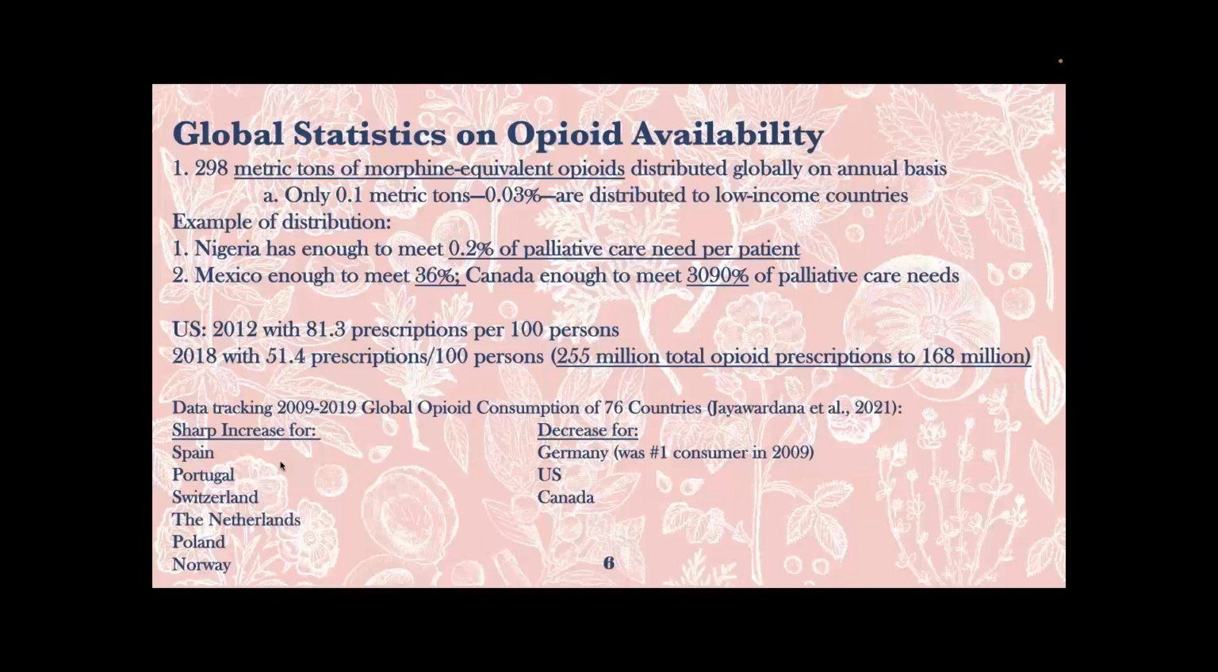If we look at global use in particular, there's some really great data looking at the last 20 years with the G7 countries, so Germany, US, Canada, France, Italy, Japan, looking at use of opioids over the course of the last 20 years. We've seen some significant changes, so increases in Spain, Portugal, Netherlands, Switzerland, Poland, Norway. Those aren't a part of the G7, but other studies have also been able to include many other countries so that we can start to track this data. We have seen a decrease for Germany, who was actually the number one consumer of opioids in 2009, and decreases for the US and Canada. The more we can track these trends, the more we can learn what's effective and what's not effective in helping mitigate the opioid epidemic.